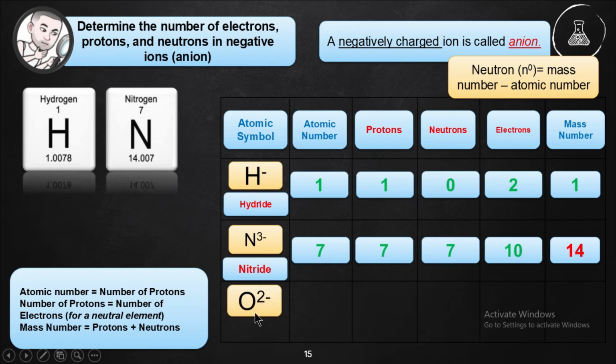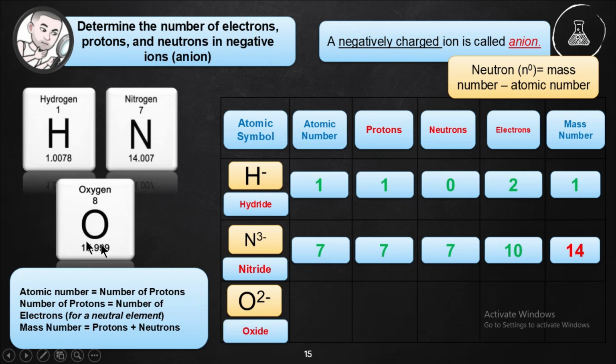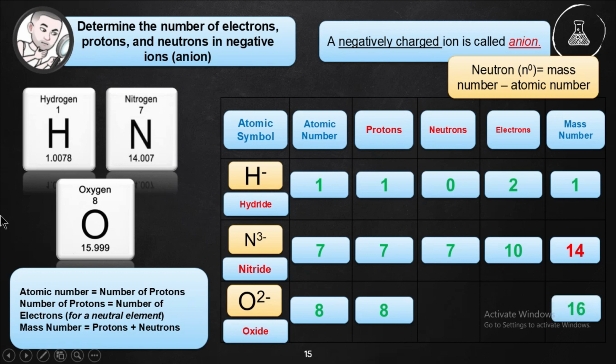Last element is si negatively charged oxygen ion or ang tawag dito ay oxide. Ito yung details ni oxygen. Atomic number is 8. Yung protons niya ay 8, same sa atomic number. Yung mass number niya ay 16. So 15.9 close to 16, round it off, whole number magiging 16. So para makuha si neutrons, i-minus si mass number kay atomic number. 16 minus 8 is 8.